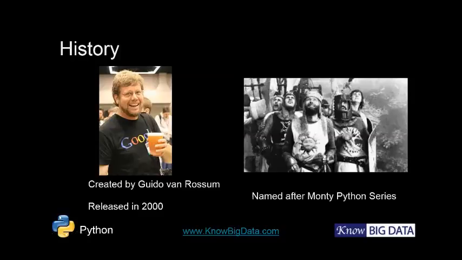All right, so this is the guy who created Python, Guido van Rossum. It was released in 2000, and coincidentally, it was named after a TV series called Monty Python. It was basically a TV series called Monty Python's Flying Circus.